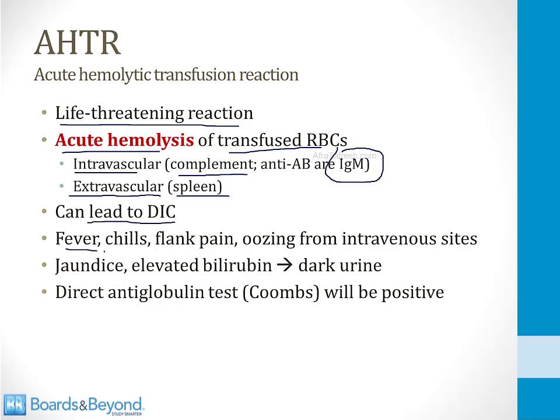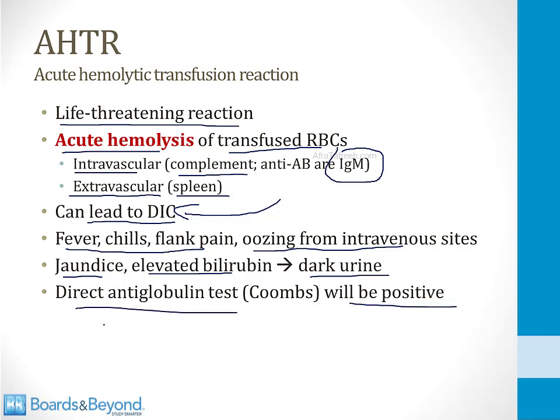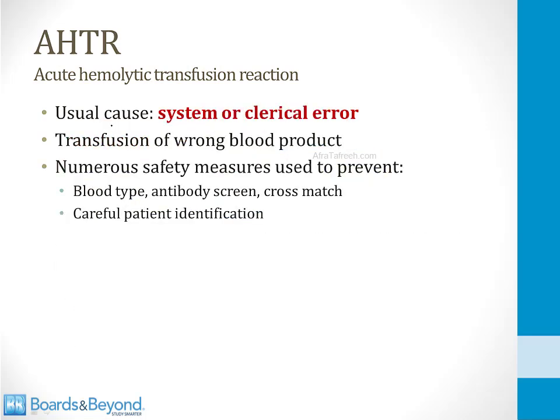This can present with fever and chills and flank pain. There can also be oozing from intravascular sites if the DIC has caused a coagulopathy. There can also be evidence of hemolysis, like jaundice and elevated bilirubin and dark urine. And if you perform the direct antiglobulin or Coombs test, this will be positive. This is a test for antibodies coating red blood cells, and there are antibodies coating red blood cells in this disorder.